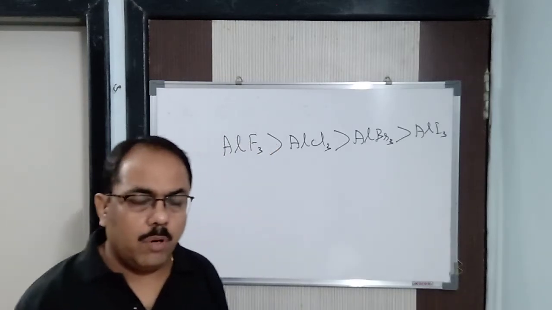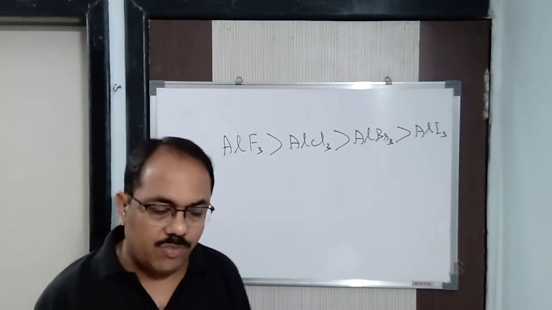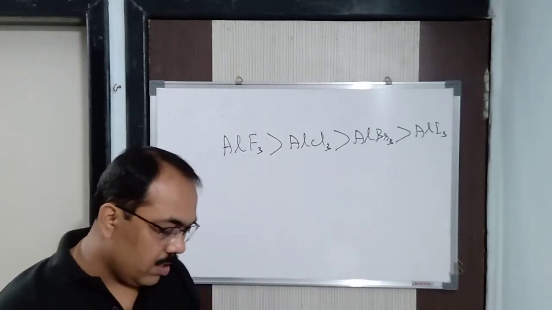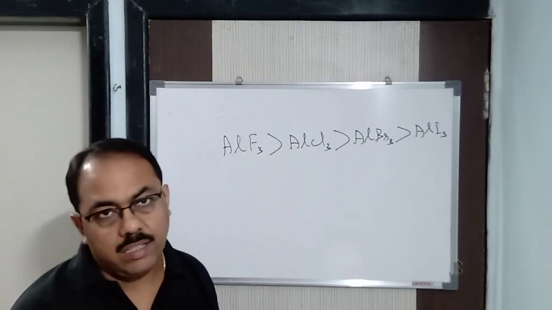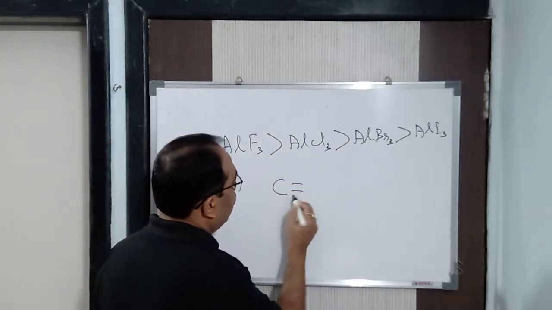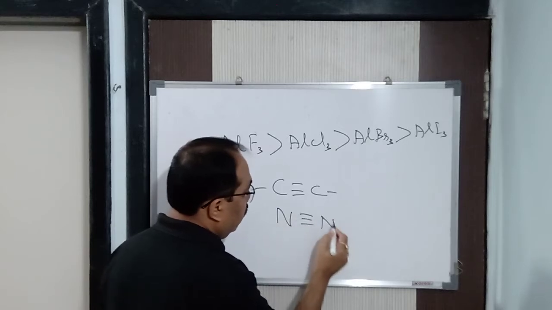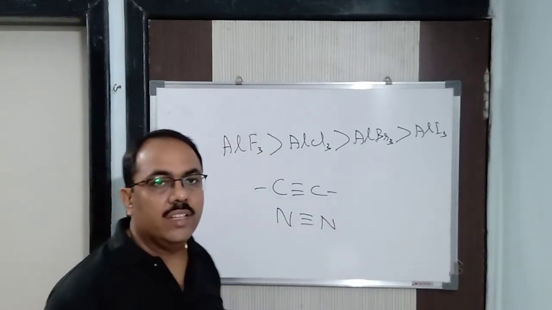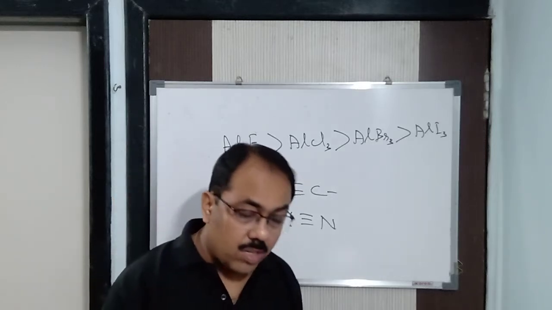Now the next point, you may write this point-wise. It will be easy for you if you write it point-wise. The maximum number of covalent bonds formed between two atoms is never greater than 3. For example, in carbon we have this only, in nitrogen we have this only. We cannot have any molecule whose bond order is greater than 3.